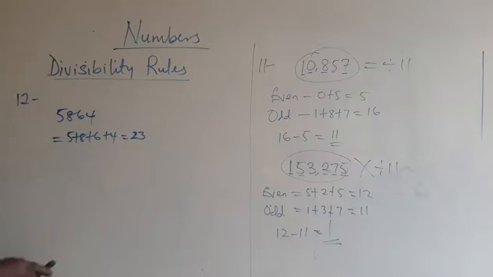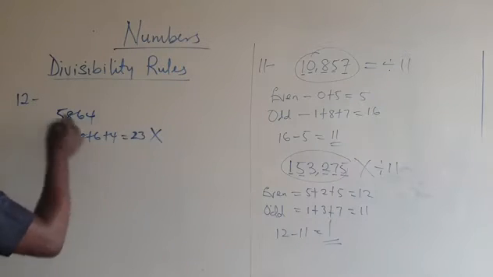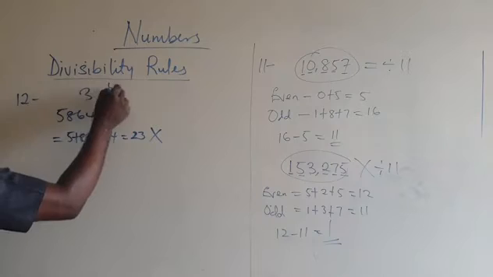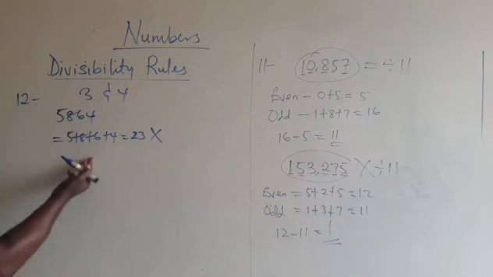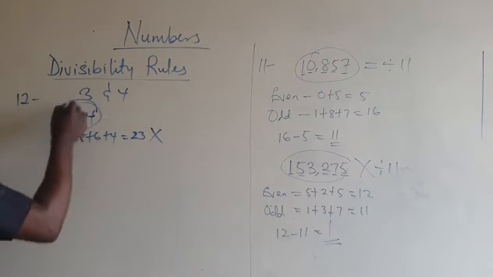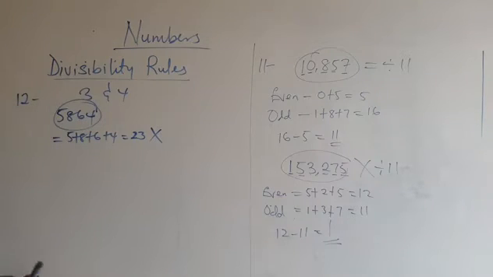So in that case, since 3 cannot, it must be 3 and 4. So there's no point to test for 4, since 3 cannot go. So it means this number is not divisible by 12. So let's look at another number.